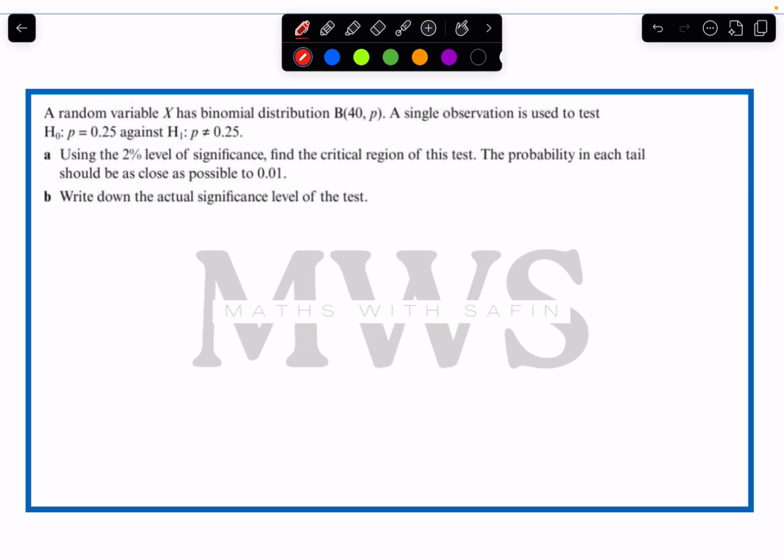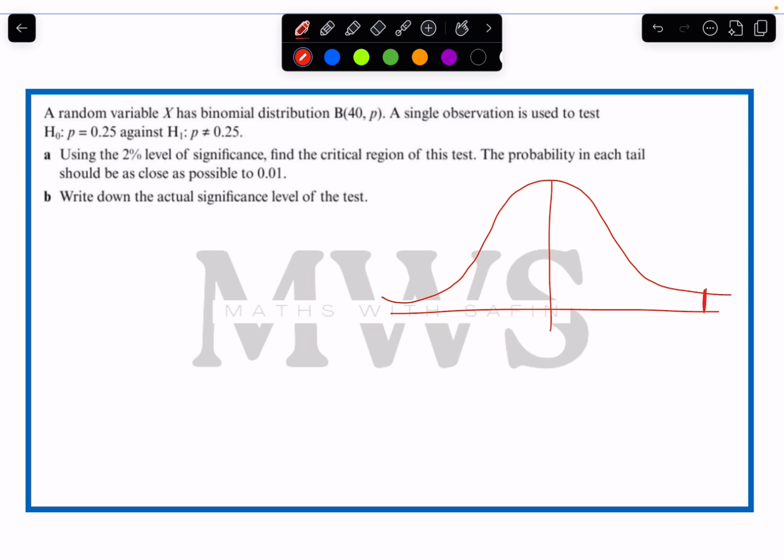A random variable X has a binomial distribution with n equal to 40 and p. A single observation is used to test H naught, where p is equal to 0.25, against the alternative hypothesis where p is not equal to 0.25. So let's use a bell shape to represent and visualize this question a lot better. This is stuff they're going to be learning later on, but again, it helps with visualizing it.